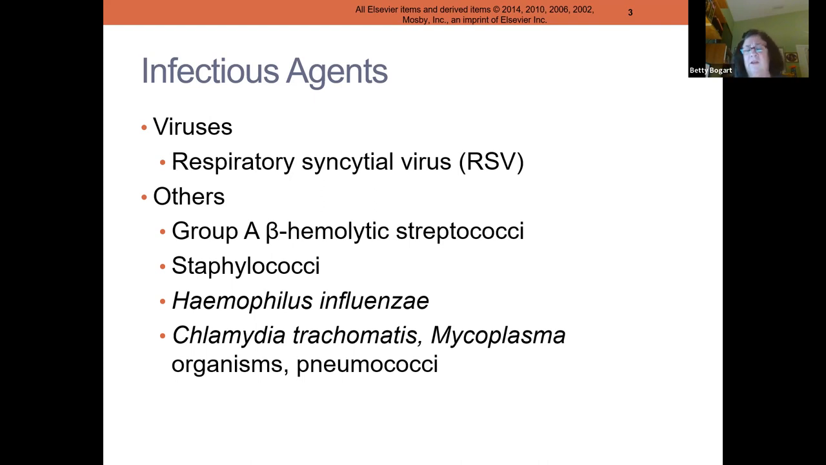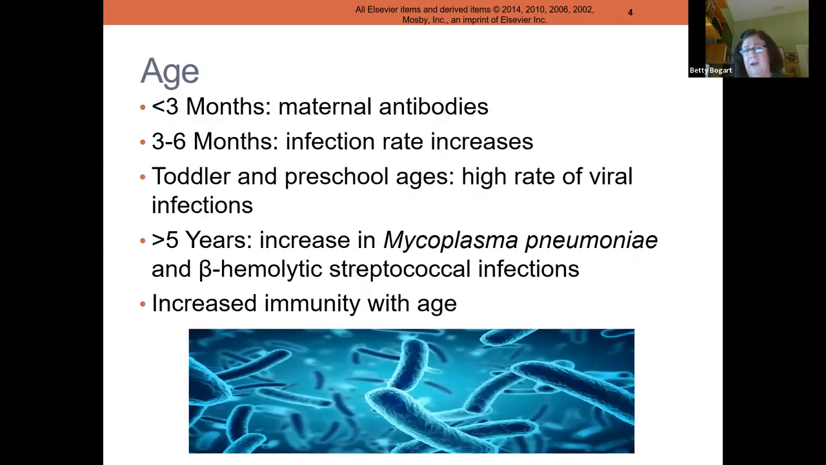Now, of course, you can have bacterial infections. But as I said, we wouldn't even consider any sort of bacterial infection until the child's been sick 3 or 4 days. Now, one of the things to understand about children is how do they get sick? When do they get sick?